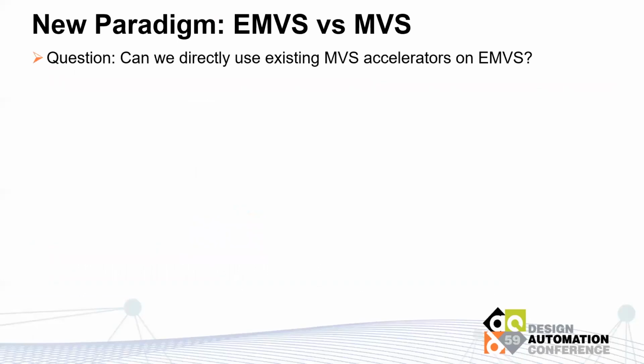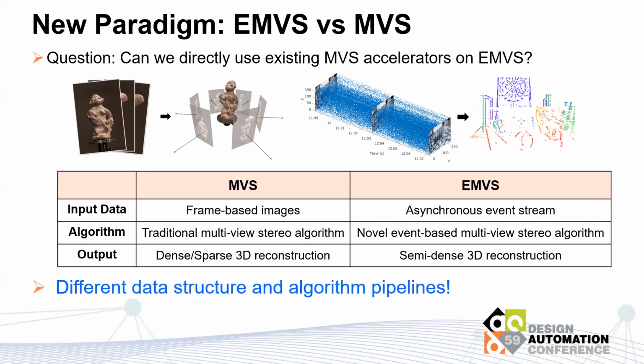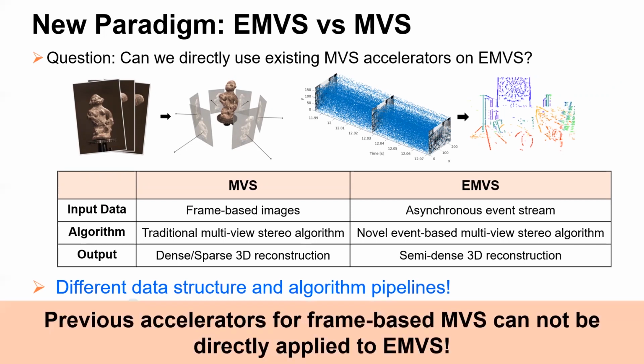With all the existing MVS accelerators, can we directly use them on EMVS? To answer it, let's compare traditional MVS and EMVS. It can be seen that the data structure and algorithm pipelines are different due to the new paradigm introduced by event cameras. So the answer is no. Previous accelerators for frame-based MVS cannot be directly applied to EMVS.